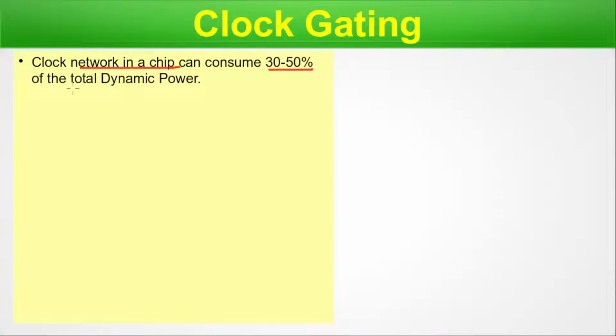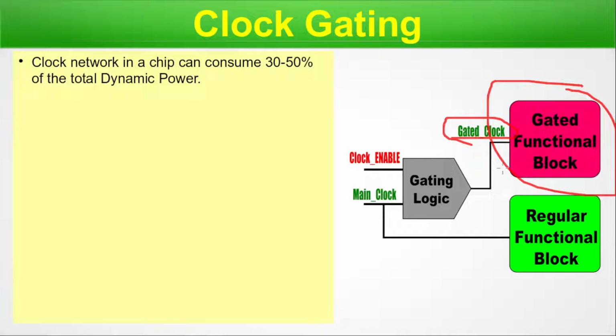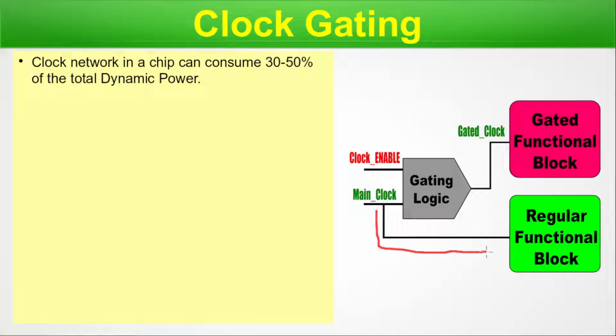Clock gating. The clock network in a chip consumes 30 to 50% of the dynamic power. We have talked about dynamic power and you know it by now. Here is the clock gating diagram. So we have a gating logic through which we pass our main clock, and we use an enable to control whether this line will be enabled or not. Next, the output goes to the gated functional block where the gated clock is supplied for power optimization. And our main clock also goes to the regular blocks which do not need this power optimization.